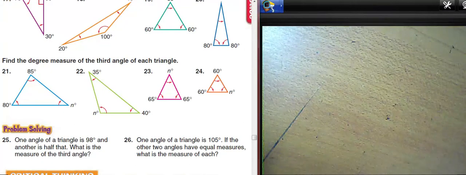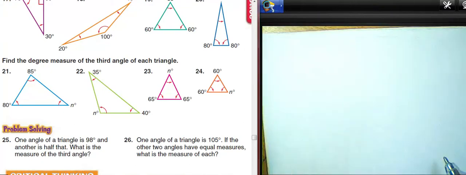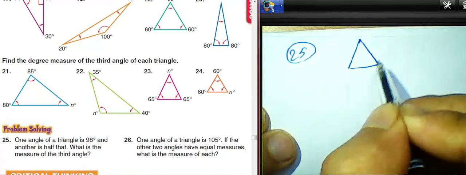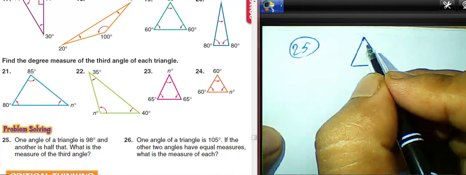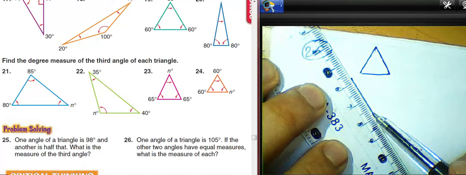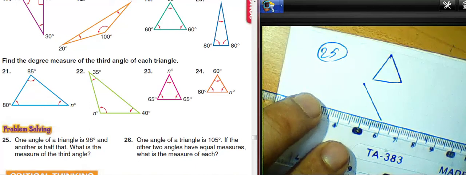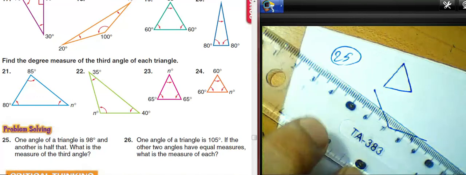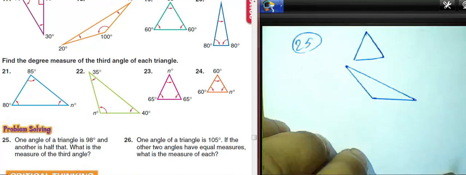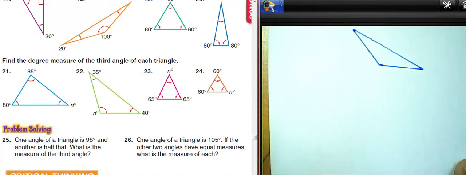Question 25, problem solving. One angle of a triangle is 98 degrees and another is half that. What is the measure of the third angle? We have a triangle where the measure of the angle here equals 98. It is more than 90, so it is an obtuse triangle. The other two angles must be less than 90 degrees, because any triangle has at least two acute angles.